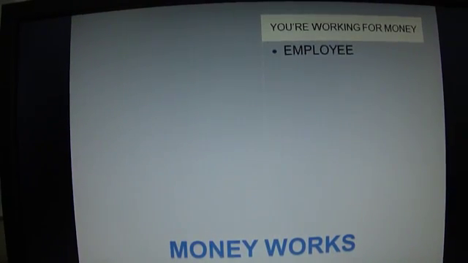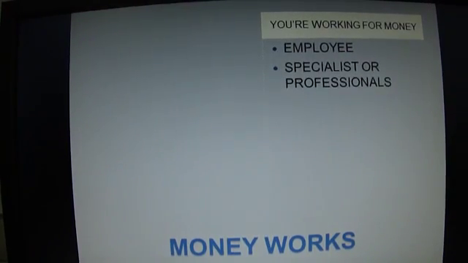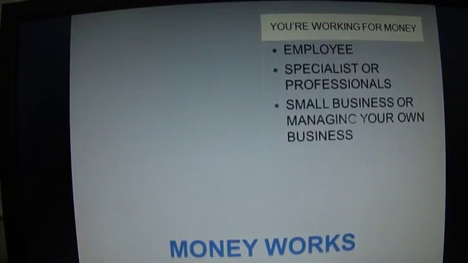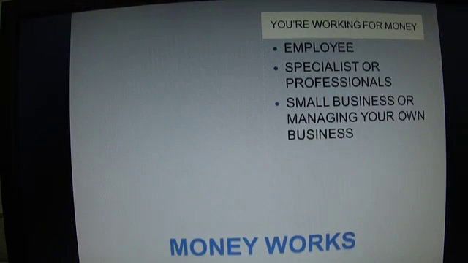This slide, Money Works, will show you who is working for money and for whom money works. You are working for money if you are an employee. If you don't go to work, you will not be paid. If you do not open your clinic, your firm, or your stores, same thing, you will not earn any money. In short, if you are in the E and S quadrants, you will be working for money.